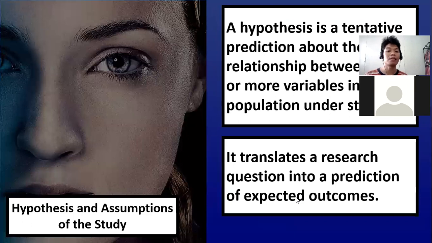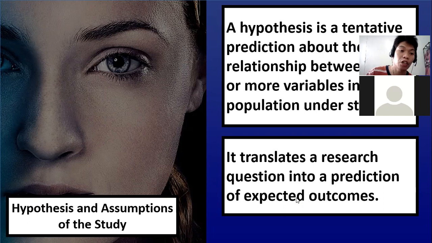Next one is hypothesis and assumptions of the study. A hypothesis is a tentative prediction about the relationship between two or more variables in a population under study. It translates a research question into a prediction of expected outcomes. Ito namang hypothesis, this is like scientific guess. This is your scientific guess that you will challenge if true or not. Meaning, hypotheses and assumptions of study are verifiable.